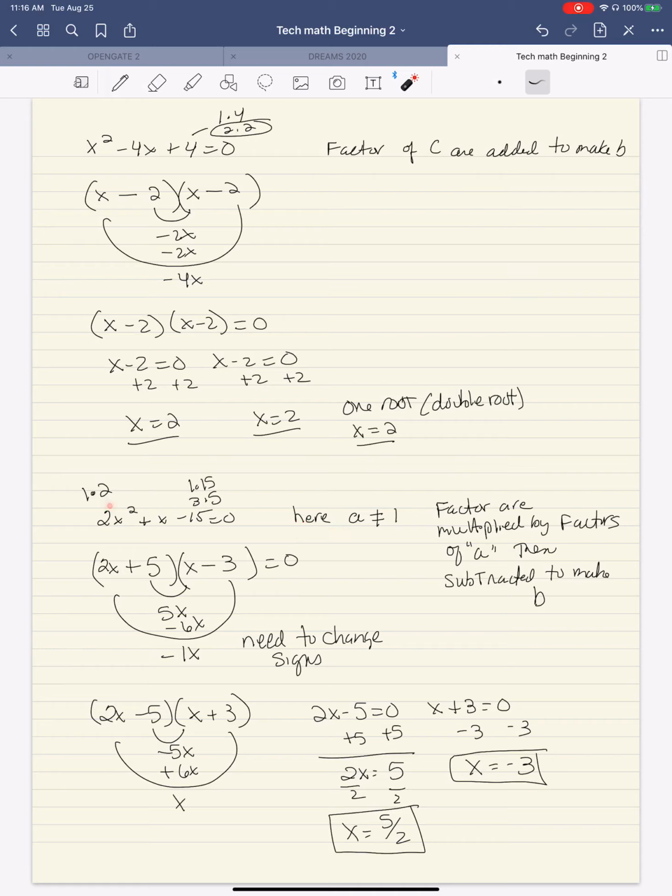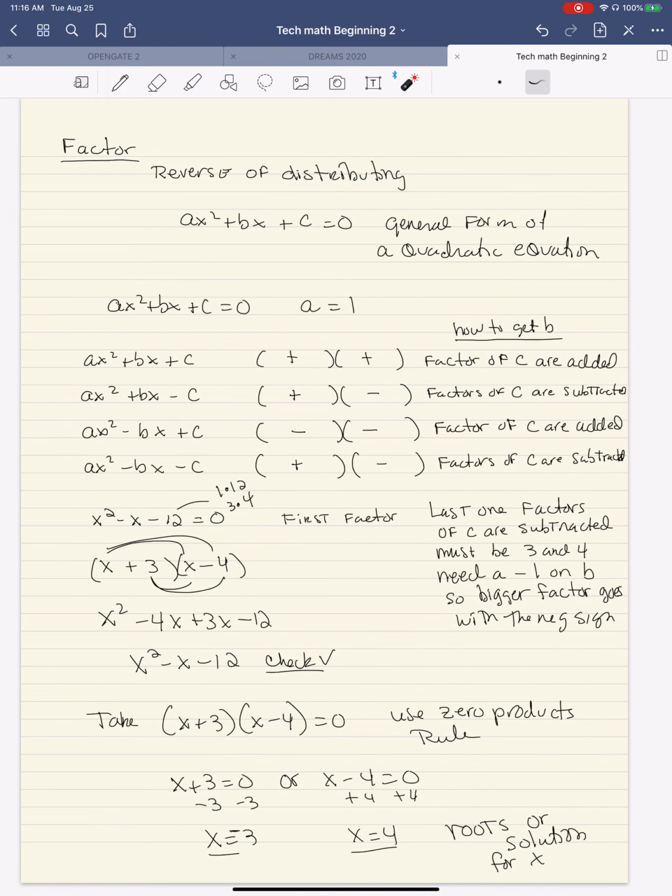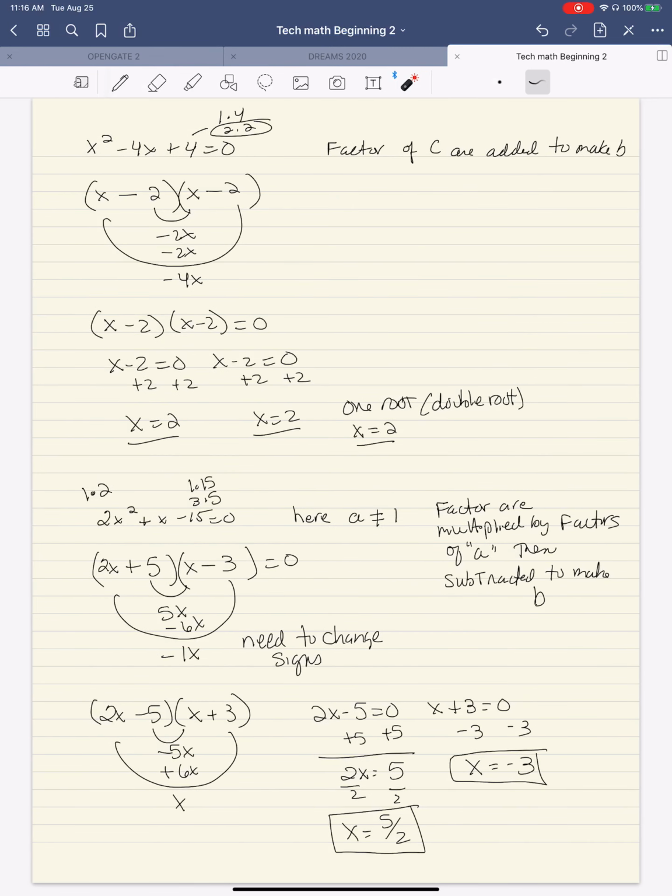So if I have 2x squared plus x minus 15 equals 0, the factors are multiplied by the factors of a. Then they're subtracted to make b. How do I know they're subtracted? This is plus minus. If I go back, plus minus inside, it says they're subtracted. But they're going to be multiplied by a as well. So not only do I have to write out the factors of 15, which is 1 and 15 and 3 and 5, I also have to write out the factors of a, which is 1 and 2.